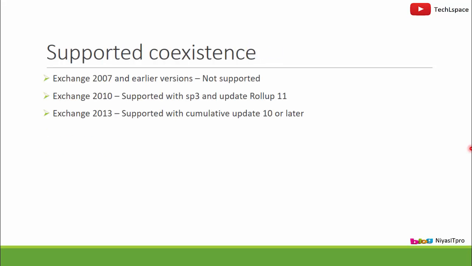First, let us talk about the coexistence. Exchange Server 2007 and earlier versions are not supported. For other versions, you need to update with a proper service pack and rollup to meet the Exchange 2016 installation. In case you didn't remove the old versions properly, installation will stop you during the pre-check.